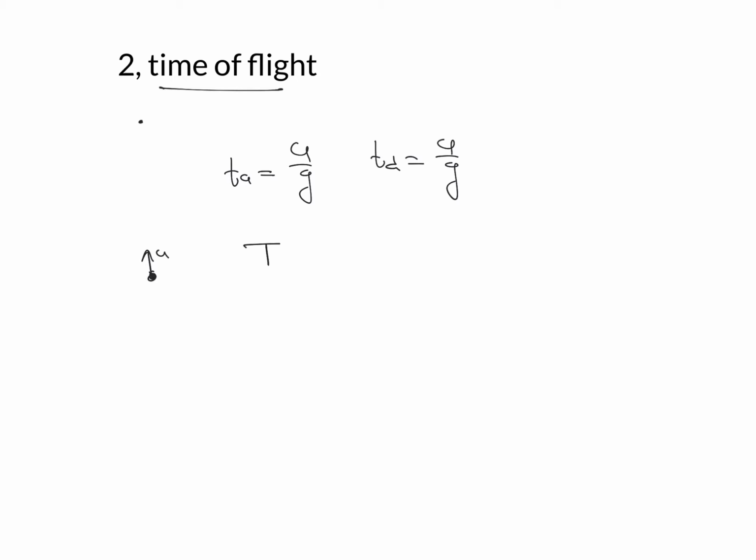So you can write the value of its total time, or time taken to reach the ground, will be equal to time of ascent plus time of descent, that we can take as 2u divided by g. So we'll use this equation for the calculation of total time of flight.